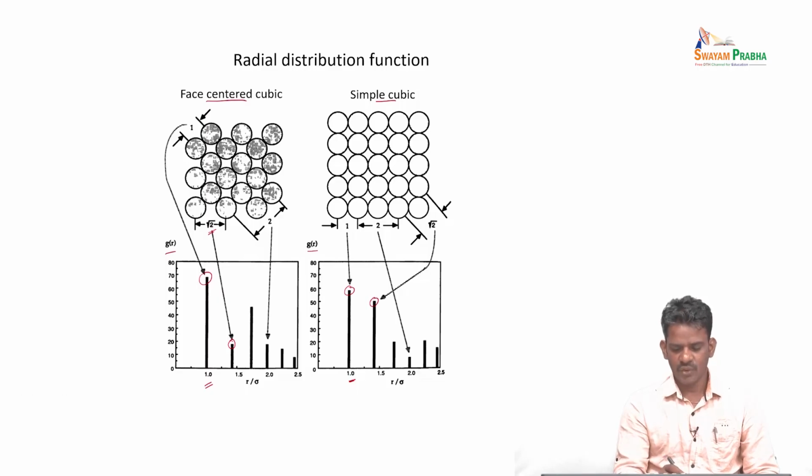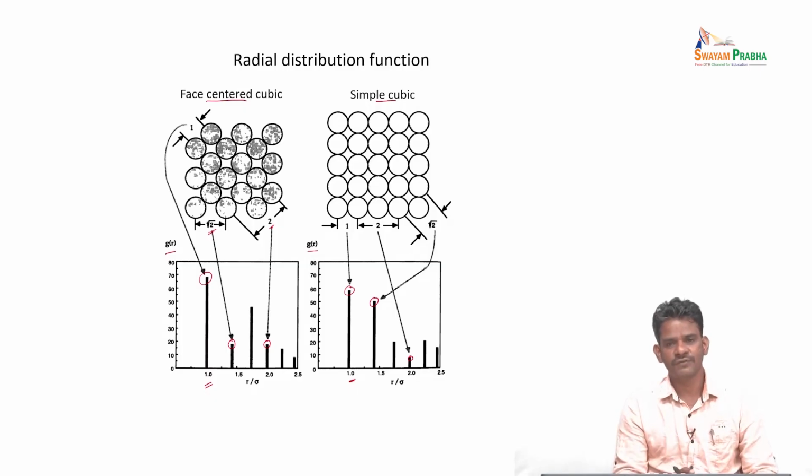And then you can go on to find that the peak value for r equal to 2 is quite significant for FCC, whereas for simple cubic it is a little less. So by looking at the relative weights of the peak positions, you can also deduce the crystal structure of the system that you simulate. So both for fluids such as gas and liquids as well as crystals, g of r provides rich information about the internal or local arrangement of atoms in the system.